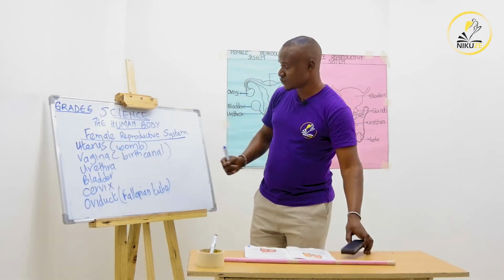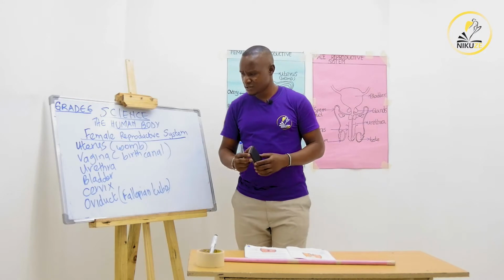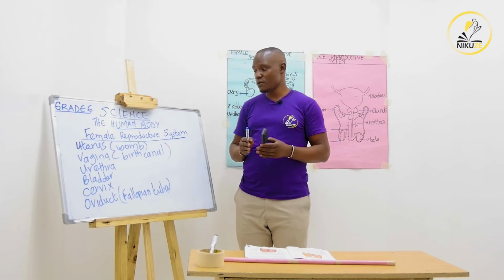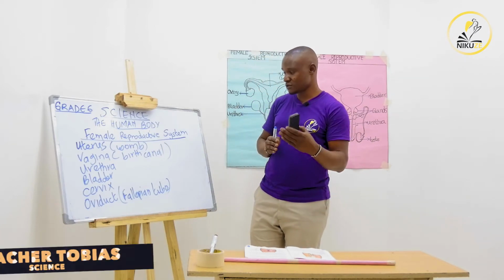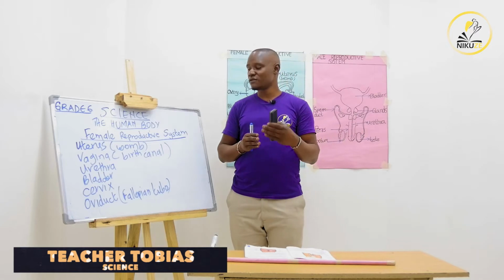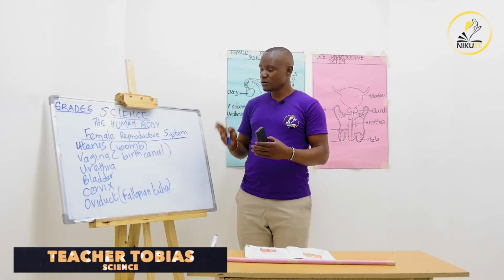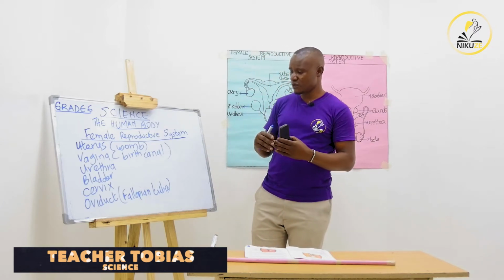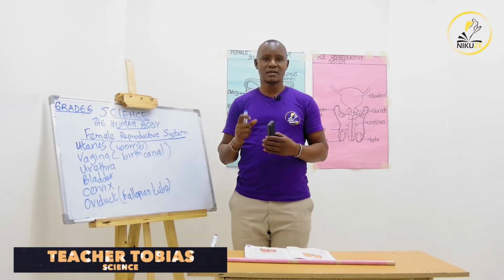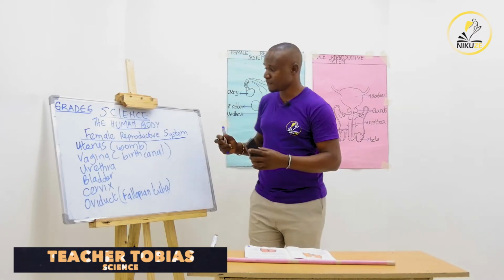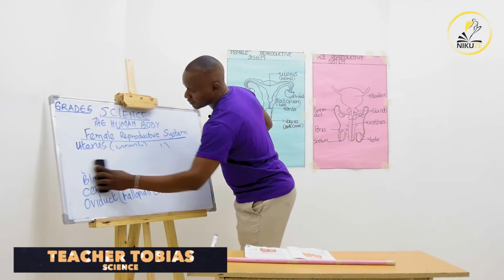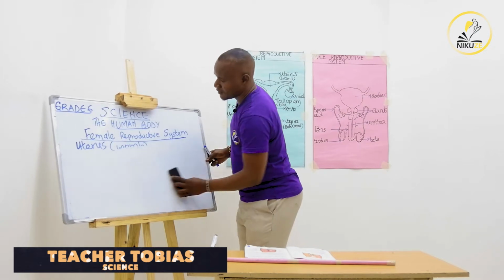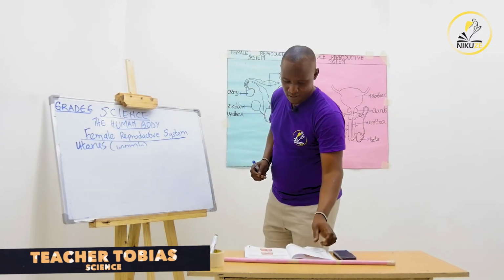Now in relation to this, we want to start by having a look at these parts. What are their functions? What is the function of the uterus, which is also known as the womb? What is the function of the vagina, which is also known as the birth canal? What is the function of the urethra? What is the function of the bladder? What is the role played by the cervix? And finally, we'll have a look at which role is played by the oviduct, which is also known as the fallopian tube. Now, our first one, we want to see the womb as part of the female reproductive system.